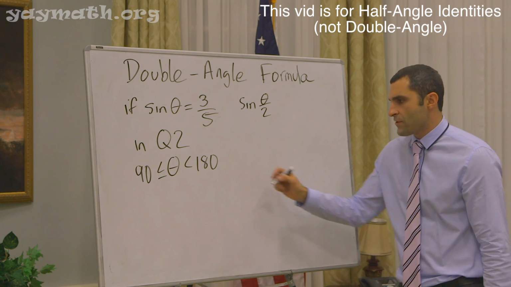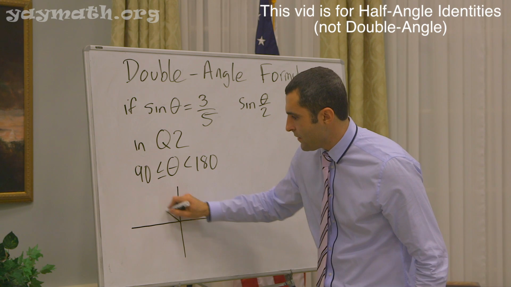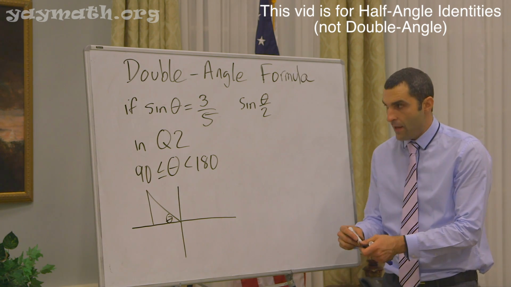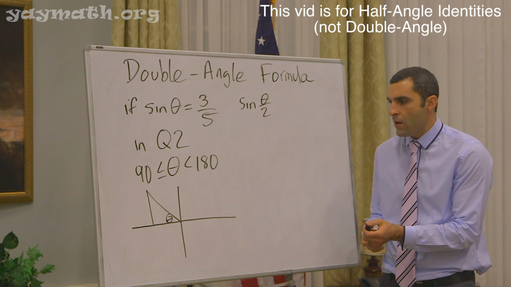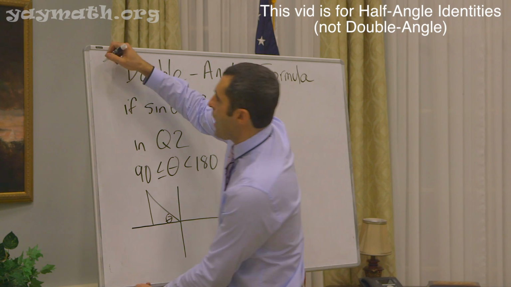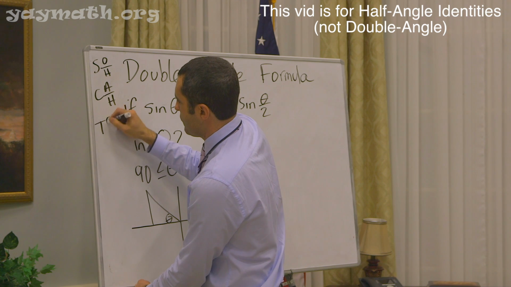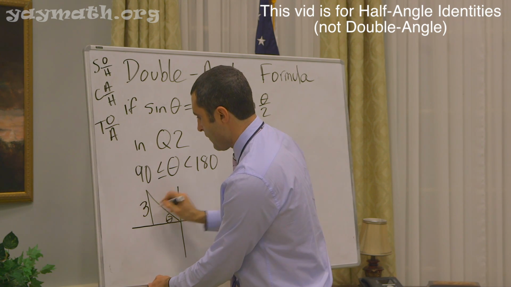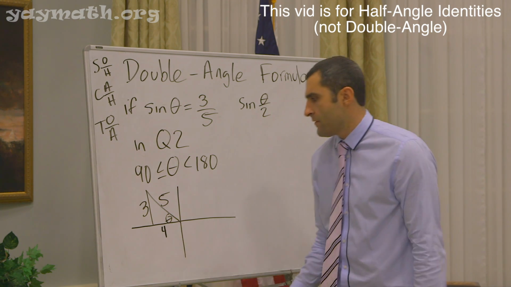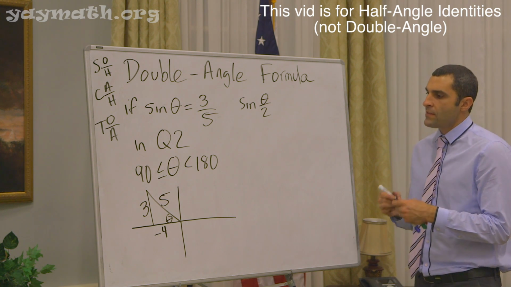All right, so let's draw this first. Quadrant 2, we go over here. Here's the angle. We don't know what it is, we don't really care. Sine of the angle is 3 over 5. The 3 goes on the opposite and the 5 goes on the hypotenuse. 3 is positive, 5 is positive, and then the bottom would be 4. Negative, because it's left. So now we want to know what sine of half that angle is.